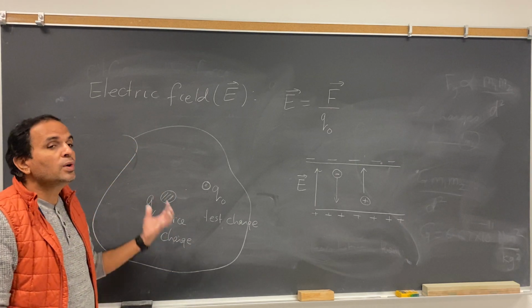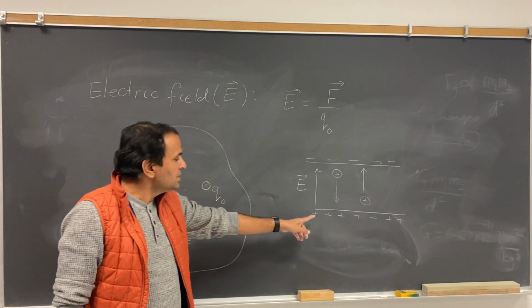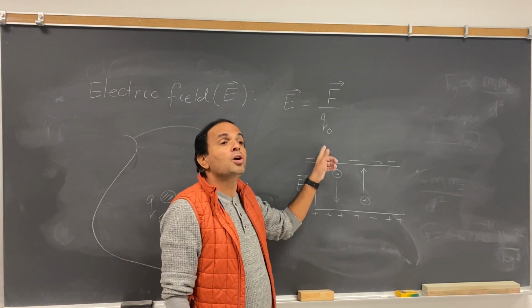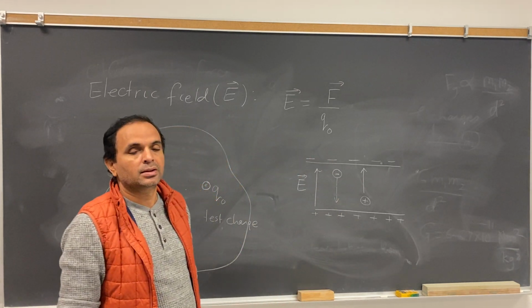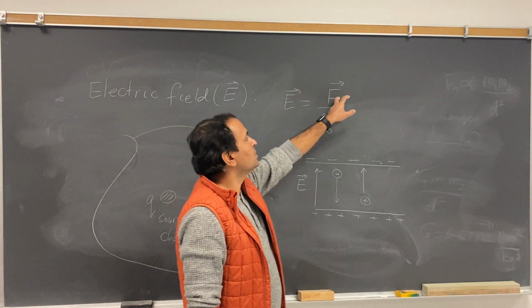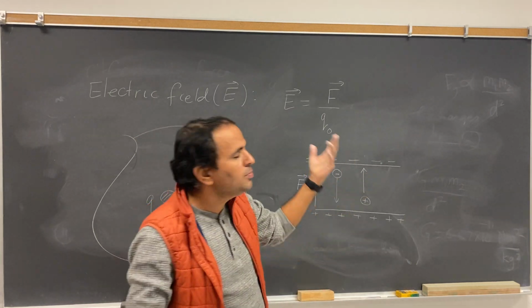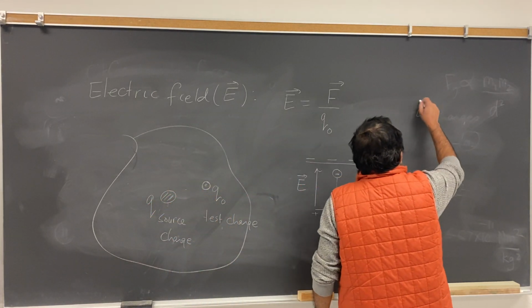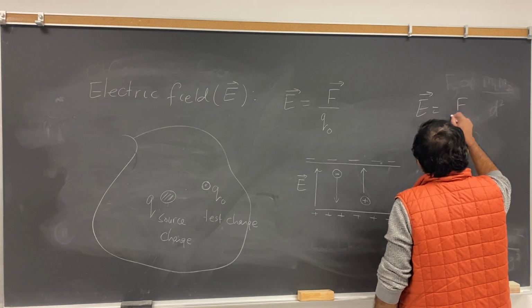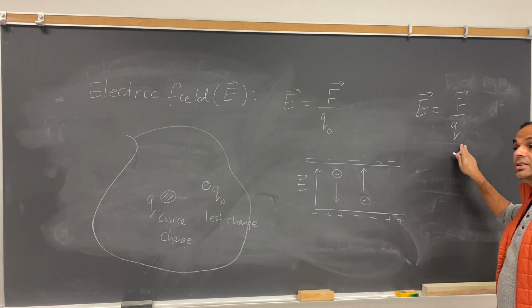Electric field is always from positive charge to negative charge, from positive terminal to negative terminal, like the positive plate to negative plate. Okay, so electric field E is a vector quantity, force per unit test charge Q0. This is how we define it. But you can also simply write electric field E as force divided by charge. You can use this formula also.